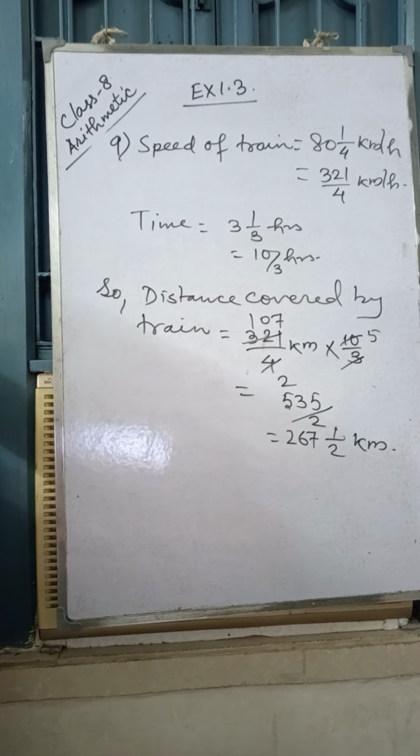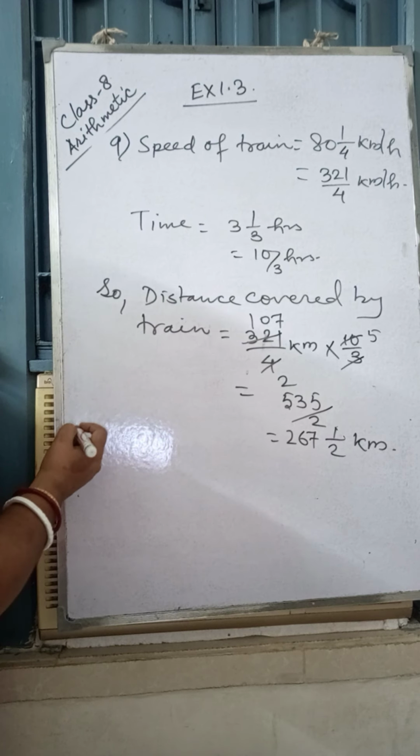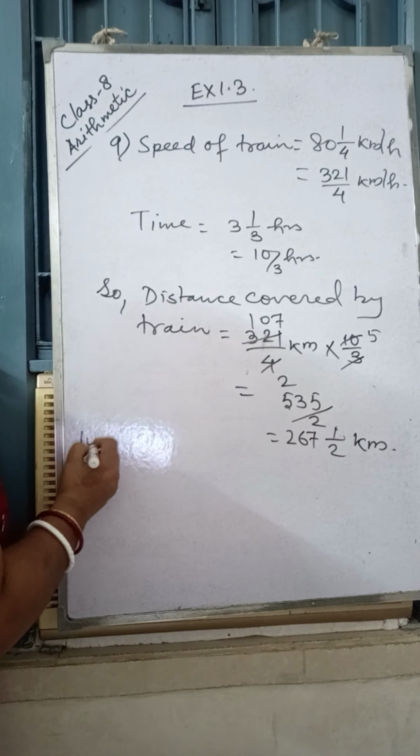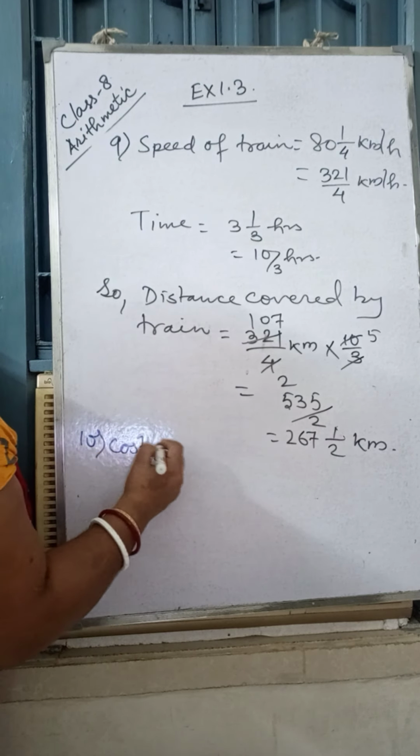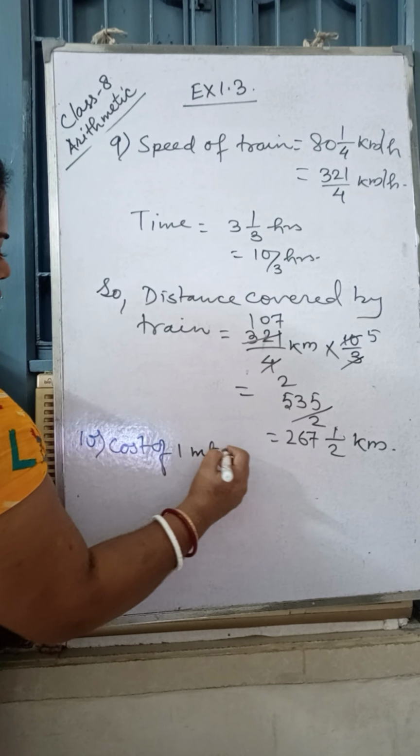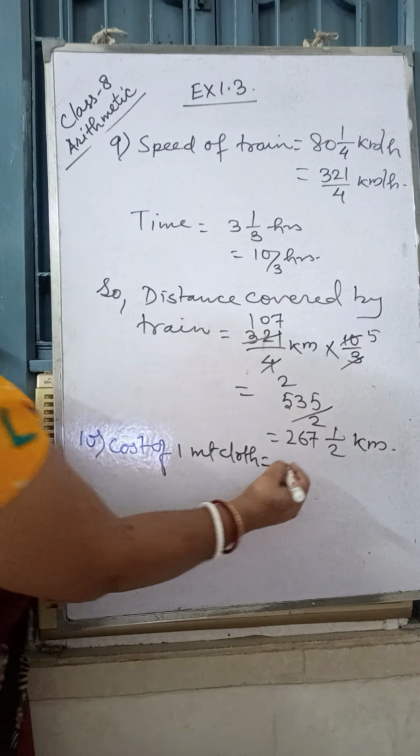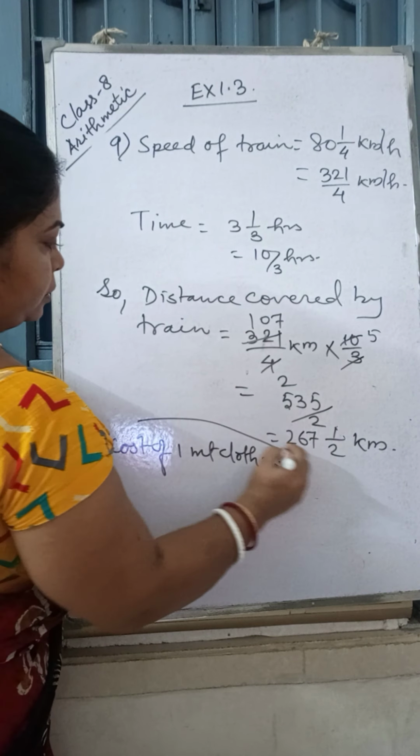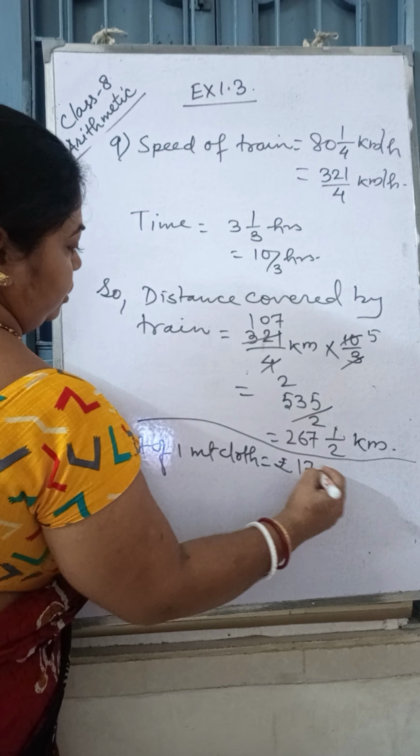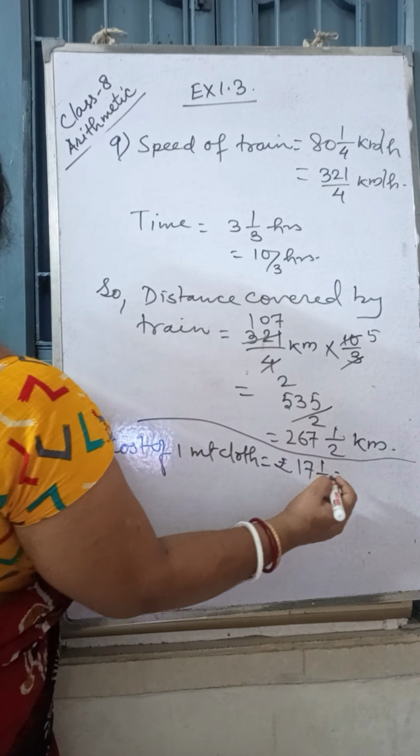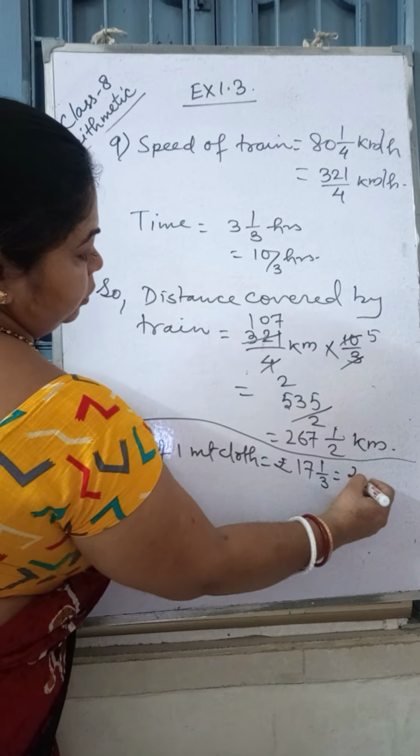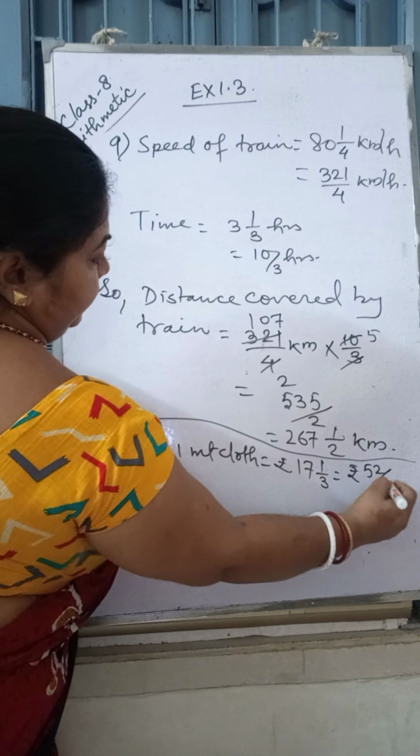Question number 10, it says, find the cost of 12 whole 1 by 4 meter cloth if the cost of 1 meter cloth is rupees 17 whole 1 by 3. Cost of 1 meter cloth is rupees 17 whole 1 by 3, or this gives you rupees 52 by 3.